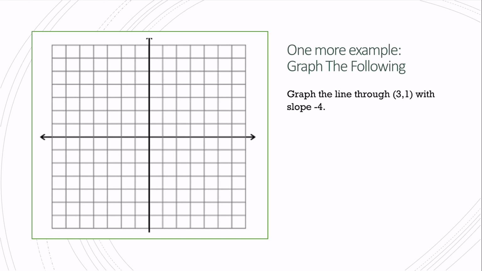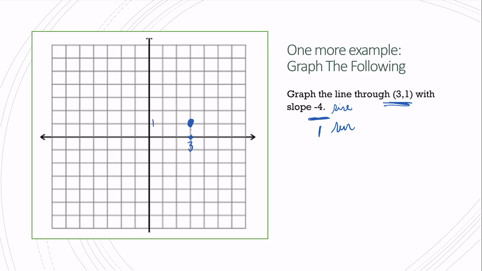Last but certainly not least, if I'm given a point and a slope, can I graph that line? Of course I can. So what we want to do here first is graph that first point and then use our slope to help us find our second point. So my slope is negative 4. Let's write that as negative 4 over 1. So I know my rise and my run. So when x is 3, y is 1. So this is my point right here when x is 3 and y is 1.